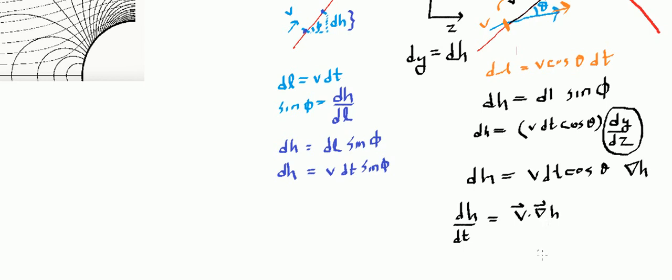So dh by dt is v dot del h. v dot del is an operator that helps you calculate the rate of change of a particular quantity. Similarly, remember that v dot del is an operator, and we will look at the application of this operator now. I hope you remember this discussion.